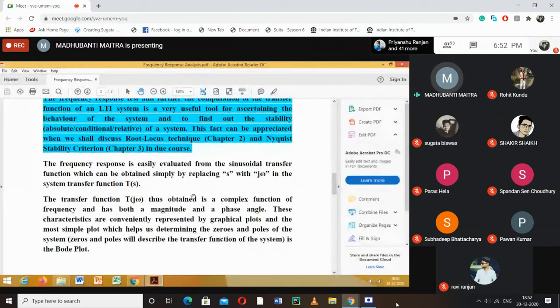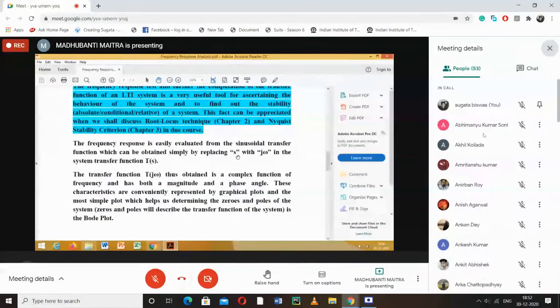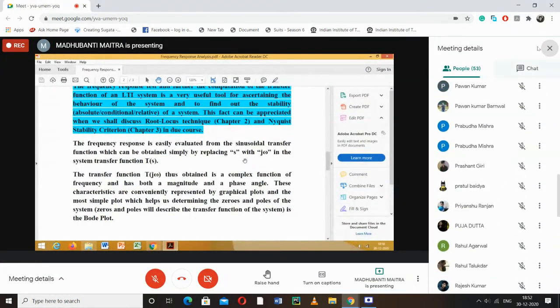So the frequency response is easily evaluated from the sinusoidal transfer function, which can be obtained simply by replacing S with j omega in the system transfer function T(s). That means in the frequency domain, the transfer function will become T(j omega), right? Actually, S is equal to sigma plus j omega. Please note this point. We know S is the complex frequency, given by a real part and an imaginary part, that is sigma plus j omega, right?